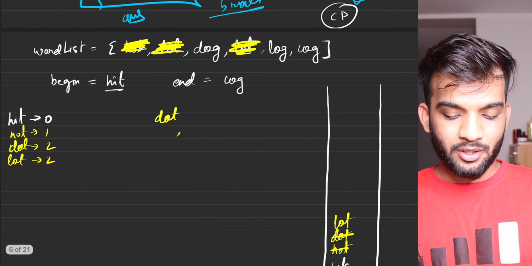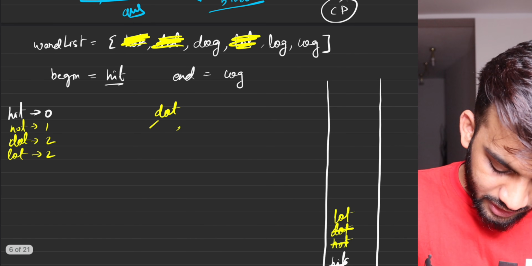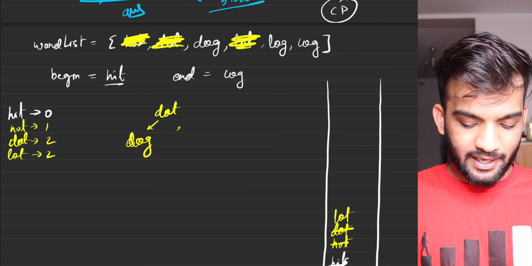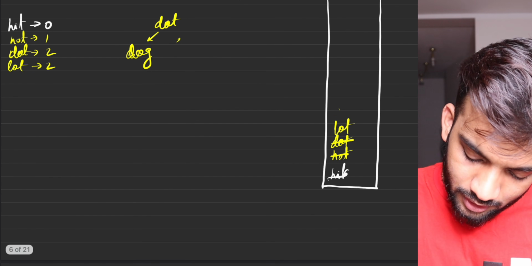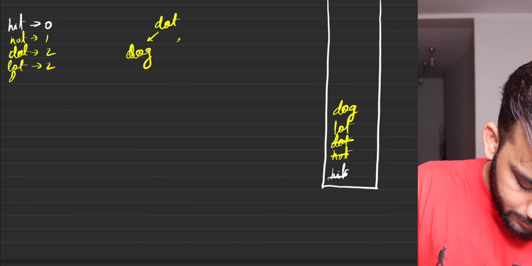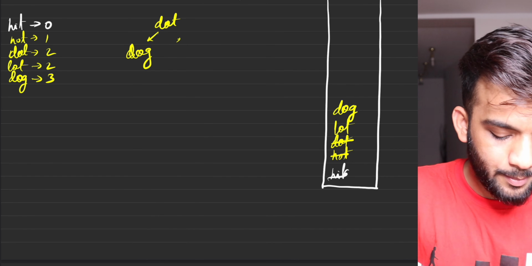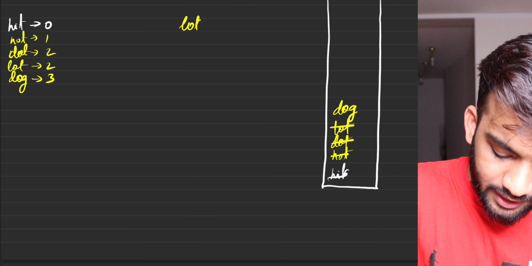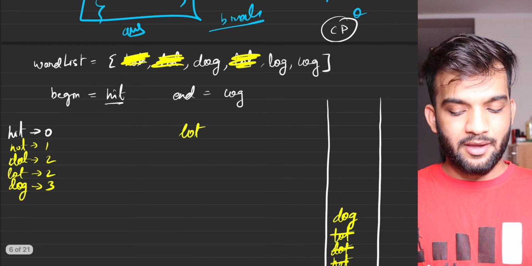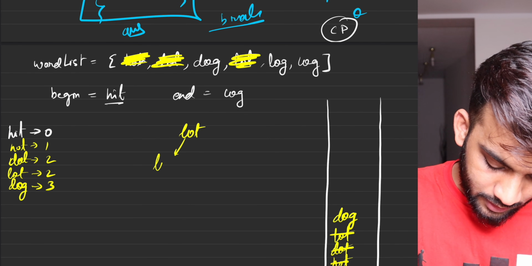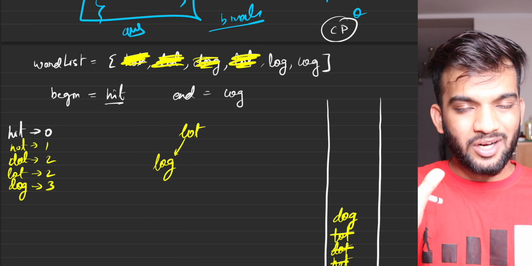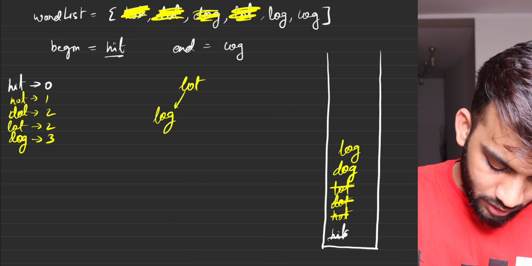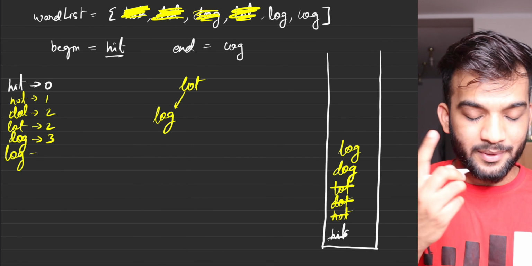When you take dot out, you try to convert it and you can convert it into dog. Can you convert it to something else? I don't think so. So you'll take dog and put it into the queue. At the same time, you will store dog with 3 in the map. So dot is done. Next, please take out lot. Lot can be converted to log, right? So you'll be like, okay, log, and this log is at how many steps?